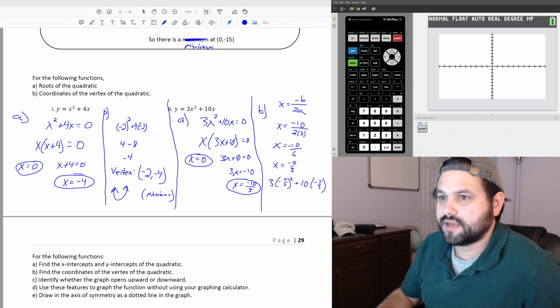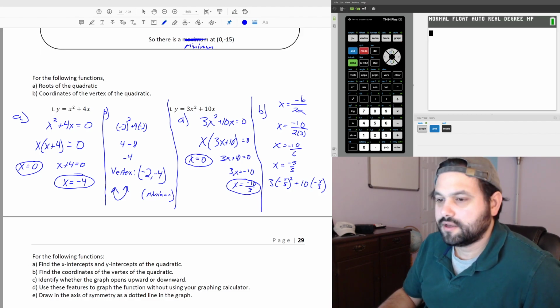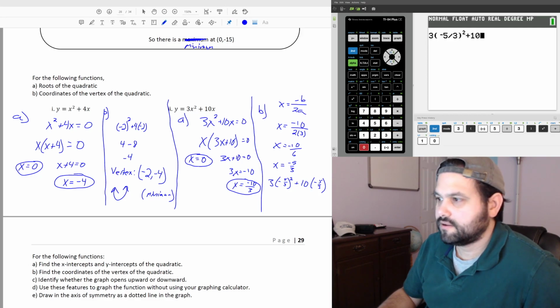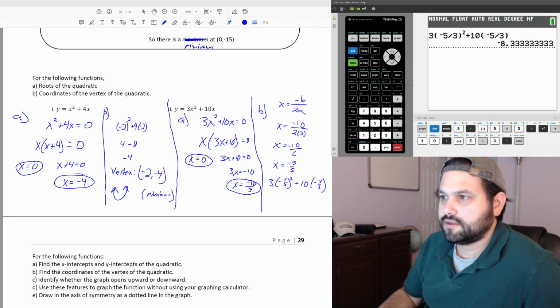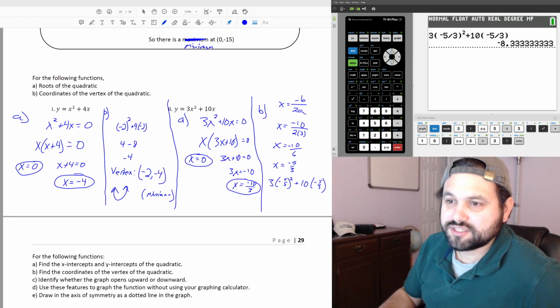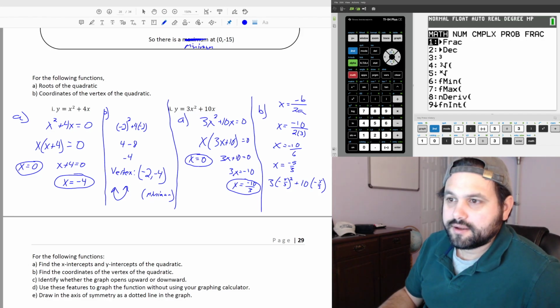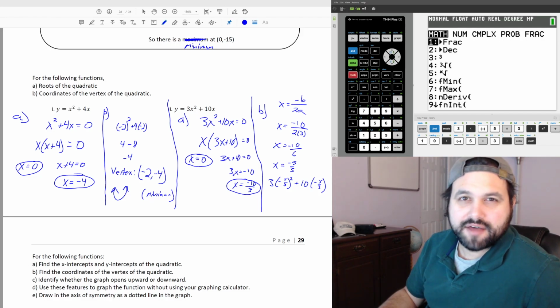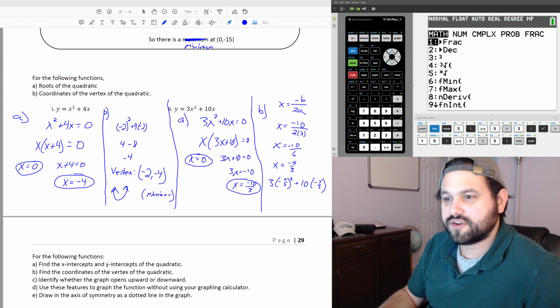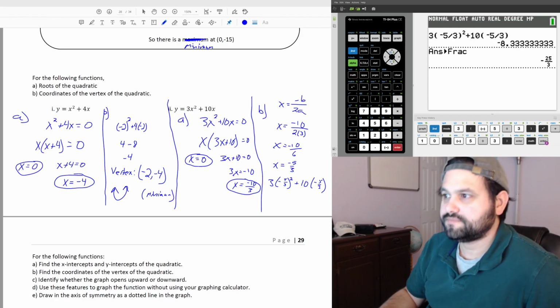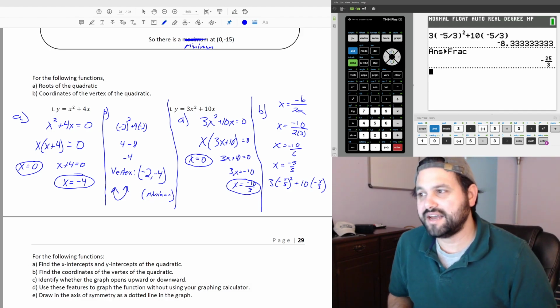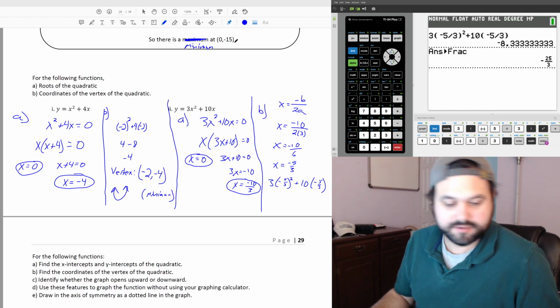So let me go back to the main screen: 3 times -5/3, and that's going to be squared, plus 10 times -5/3. And we get -8.3 repeating, so let's go ahead and turn that into a fraction. So I pressed math. Remember, math, enter, enter turns things into fractions. So math, enter, enter, -25/3. So, where's my pen?